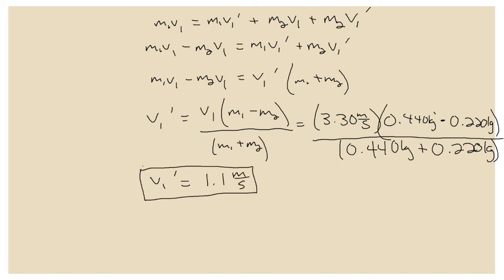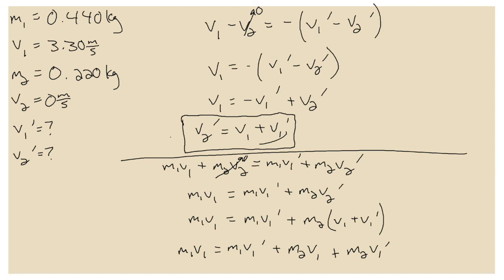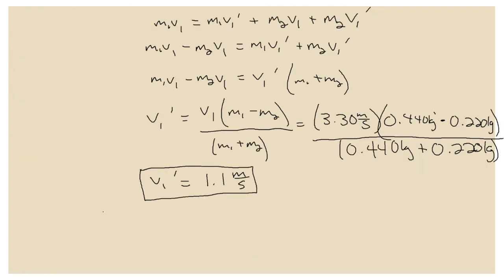Now that's a lot of work to get v1 prime. And notice we still have to solve for v2 prime. But now all we have to do, we've set ourselves up quite nicely, is use this equation that we wrote for v2 prime here in the beginning of all this, and we have our v2 prime. So v2 prime, we already said, is equal to v1 plus v1 prime.